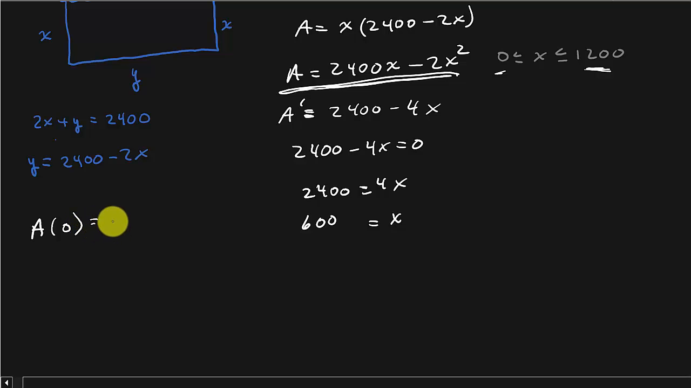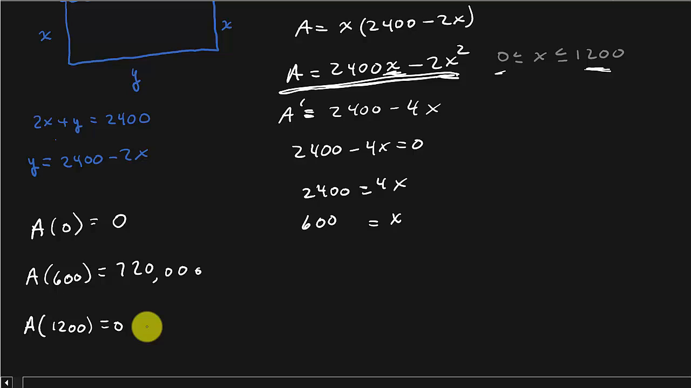All right, so a of 0, if I plug that in here, that's going to give me 0. And then a of 600, if I plug the 600 in for x, that is going to give me 720,000. And then a of 1200 is going to give me 0 also. So you can see that of the three, the 600 gave me the largest area.